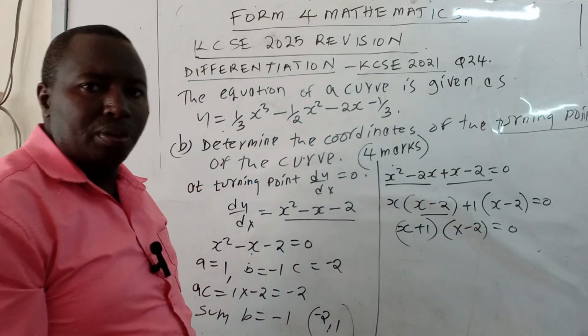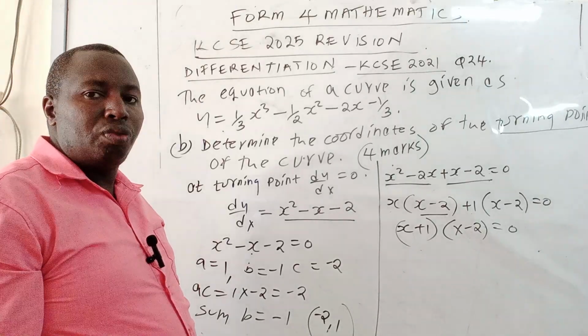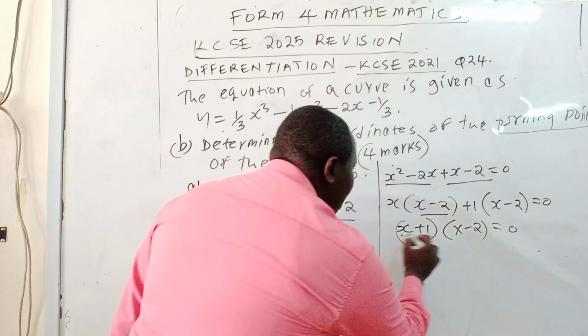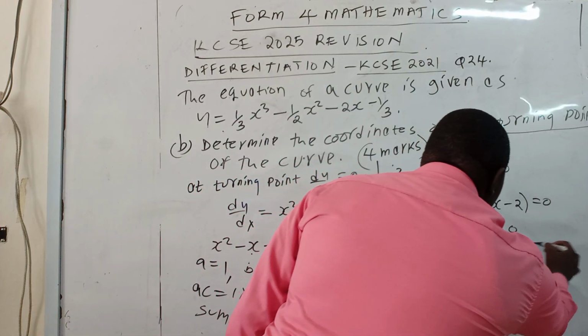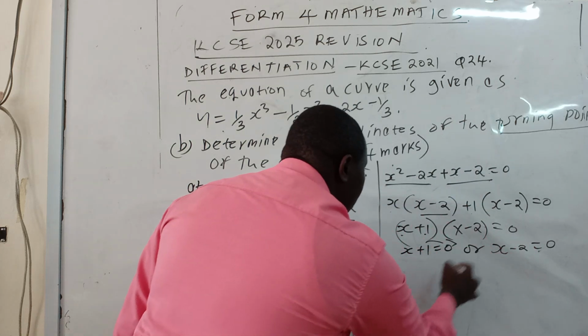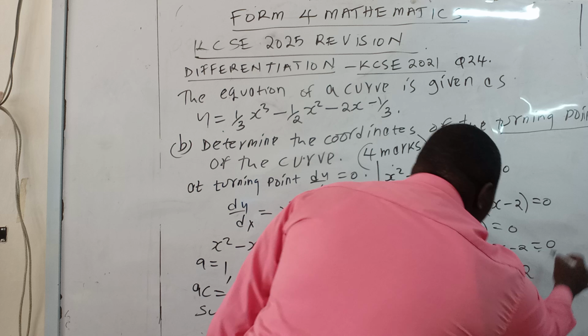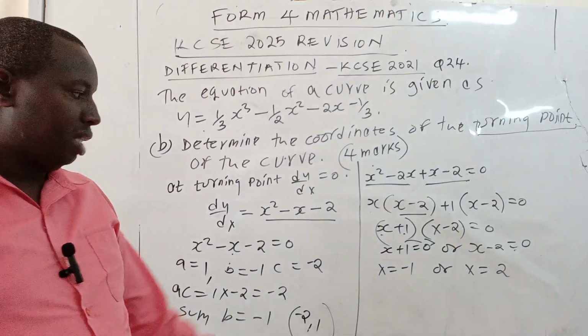Factorization, equated to 0. You want the coordinates of the turning point. So you find the value of x. Then once you get x, you have to get y. So take x plus 1 equals to 0, or x minus 2 equals to 0. Take this on this side. X is equal to negative 1, or x is equal to positive 2. So that's what you do in that question.